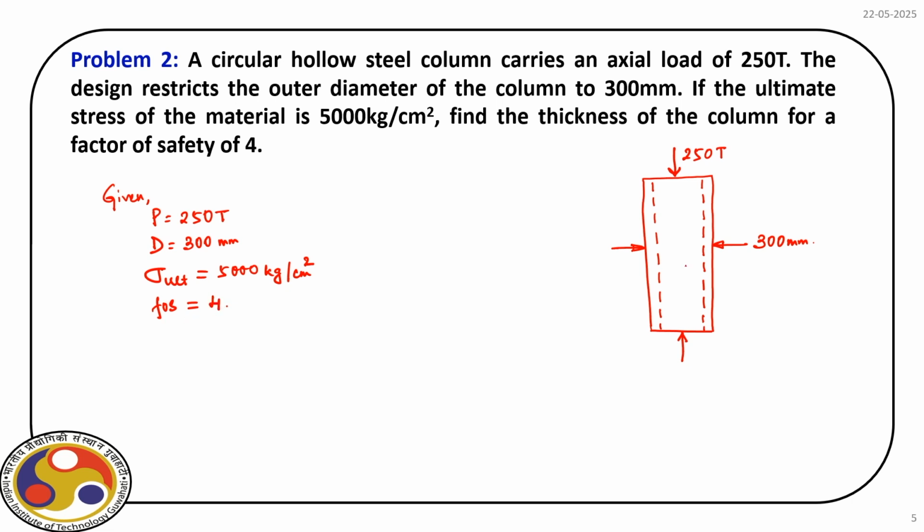So, we are supposed to design the column. Our first task is to find out the internal diameter. So, this is D internal, and then once we find out D internal, we can find out what is the thickness of the column, that is the minimum thickness to be provided, so that the material can withstand the applied stress. Okay, so what is sigma allowable? This is sigma ultimate by 4 kg per centimeter square.